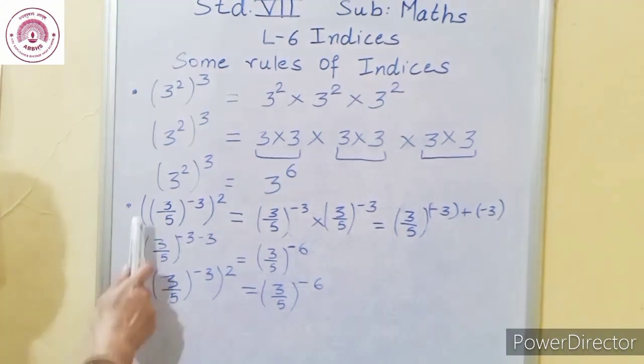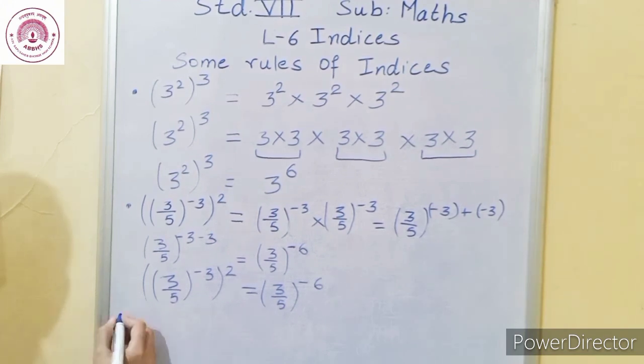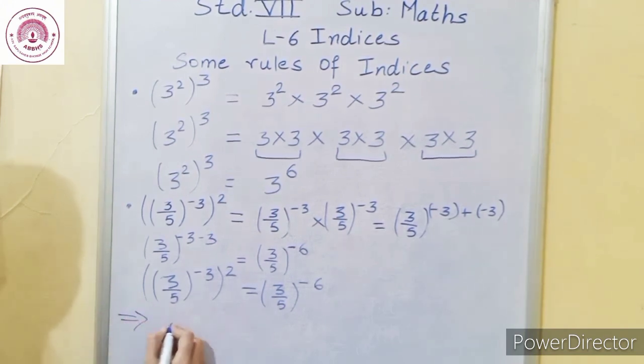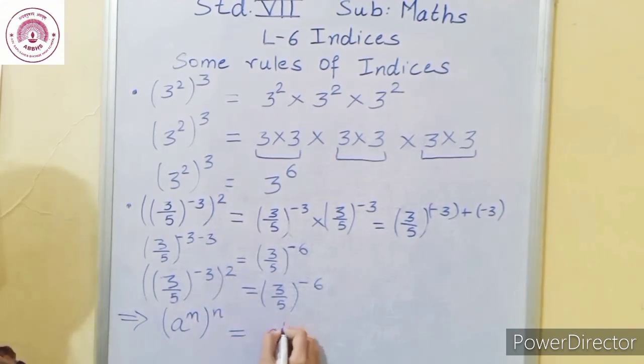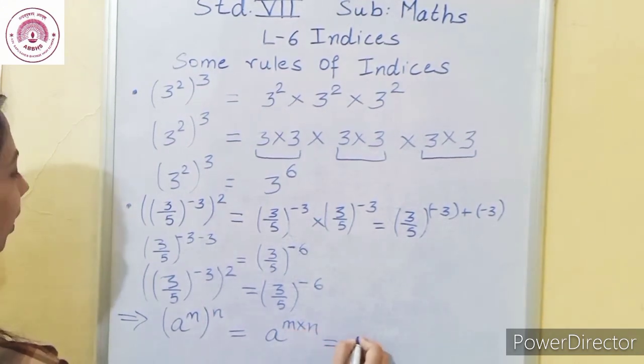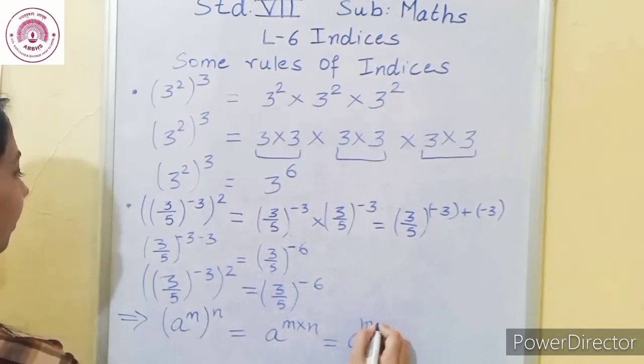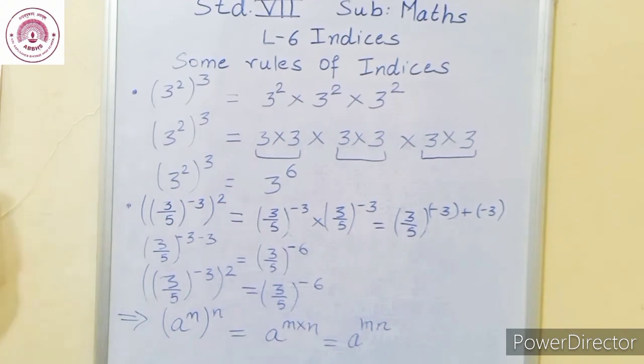Now, from these two examples, we can conclude that if a is a non-zero rational number, then a raised to the power m raised to the power n equals a raised to the power m multiplied by n, or a raised to the power mn. This is another rule of indices.